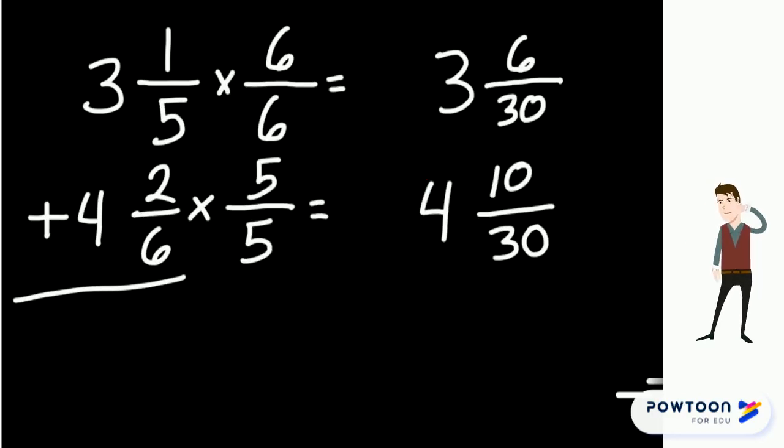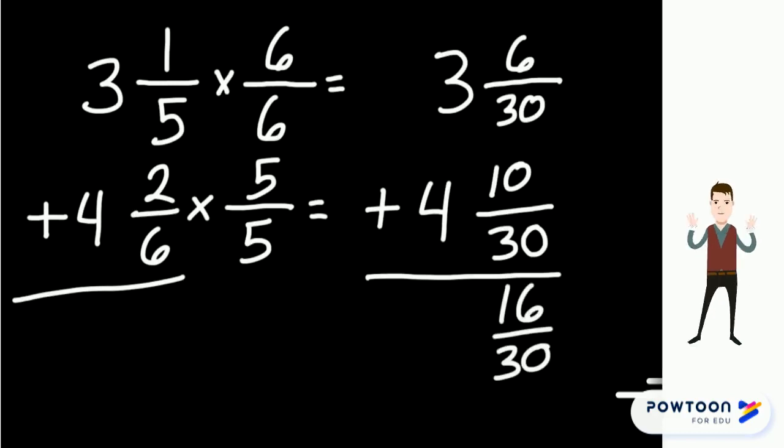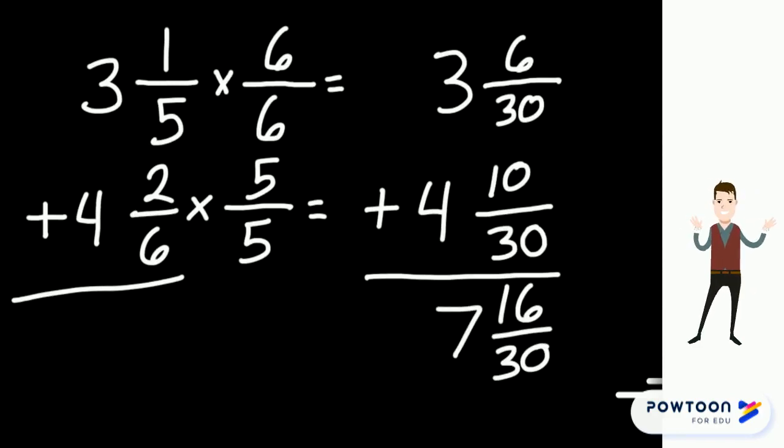The next step is to add our fractions. 6 over 30 plus 10 over 30 is 16 over 30. Next, we add our whole numbers. 3 plus 4 is 7. This means that our answer is 7 and 16 over 30.